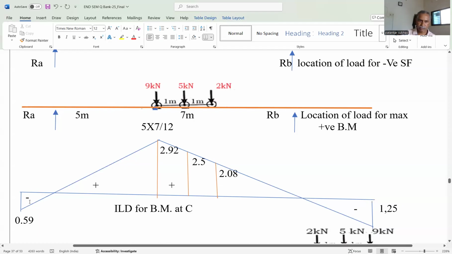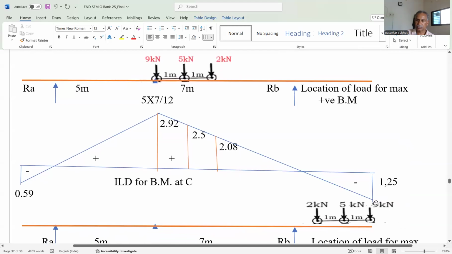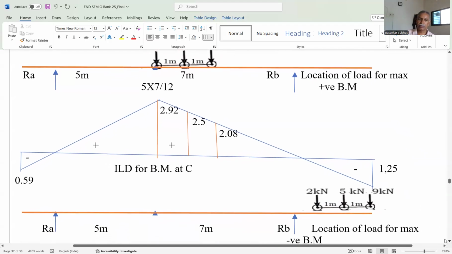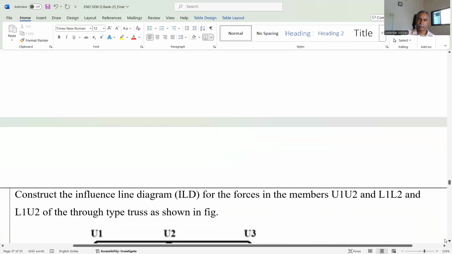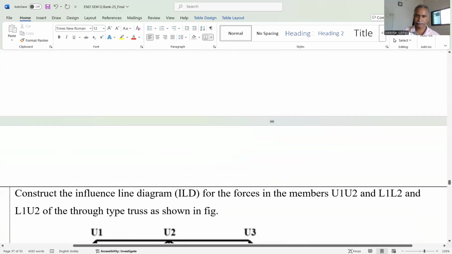And for negative, here there are two negative triangles for the bending moment. Here 0.59, but this is 1.25, and that's why we can apply the load here. This is the location of the load with minus sign. That's 1.25 into 9, then 5 multiplied by this, and 2 multiplied by whatever it may be, because this is 3 meter. So we get the maximum negative bending moment. In this way we can find out the ILD for the beam. So thank you very much.